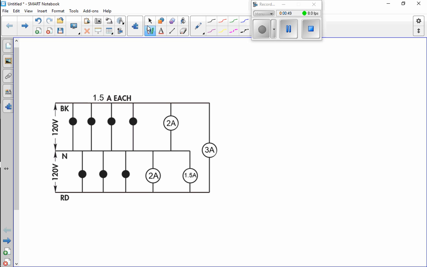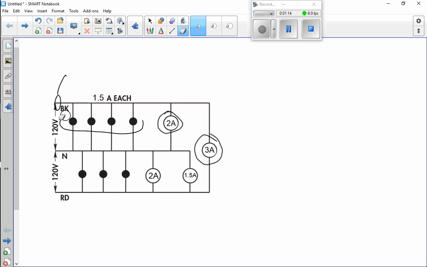So first off, the question asks, with the 3 amp load right here, the 2 amp load, and then your 4 1.5 amp loads here, what would be the current flow at this point on the black wire?